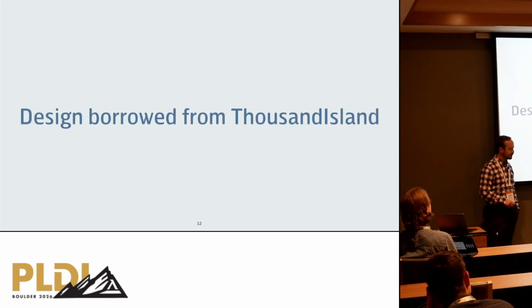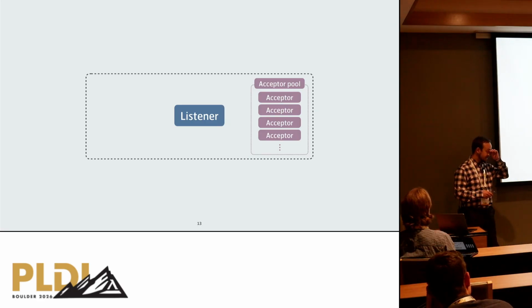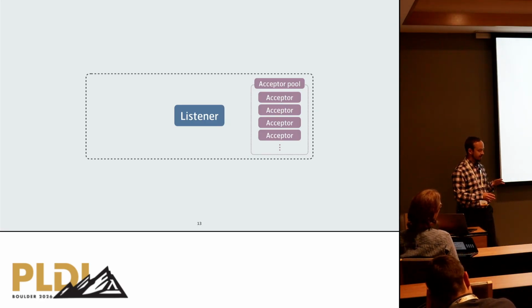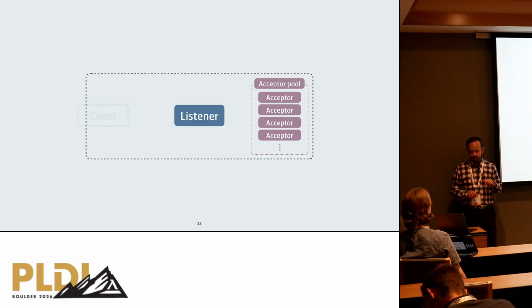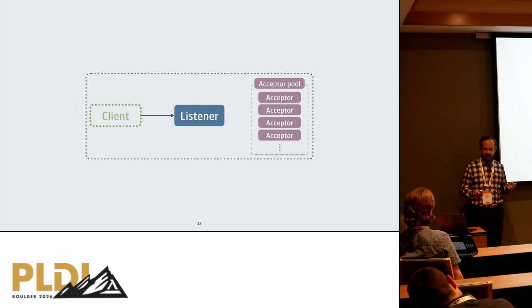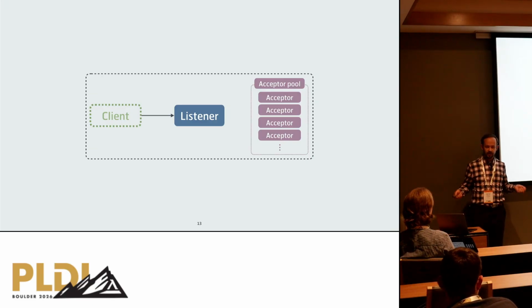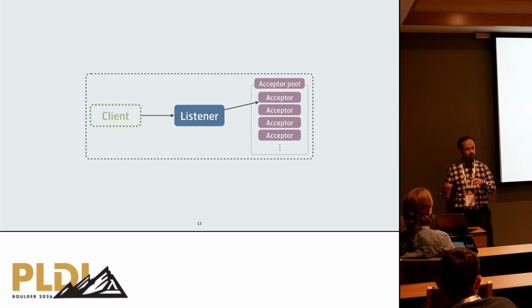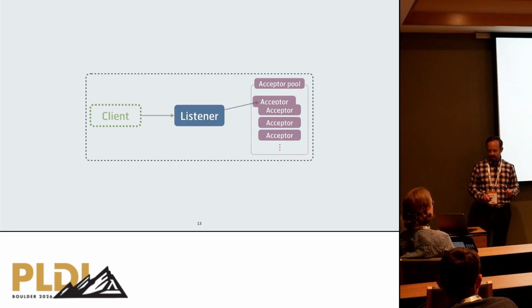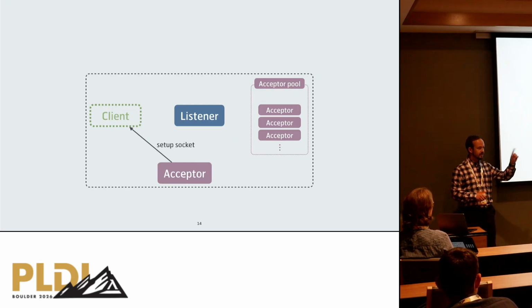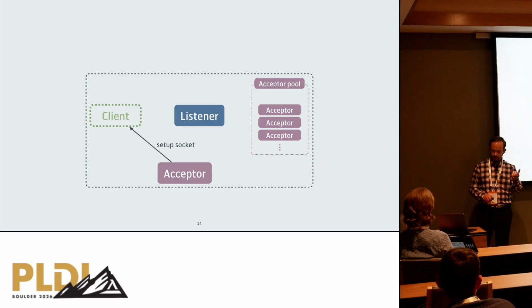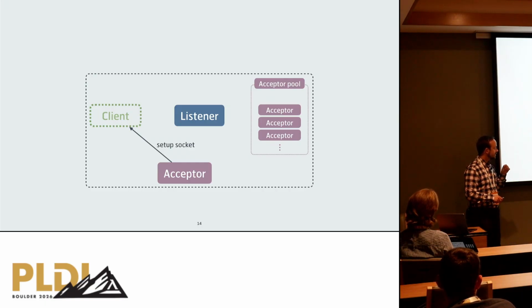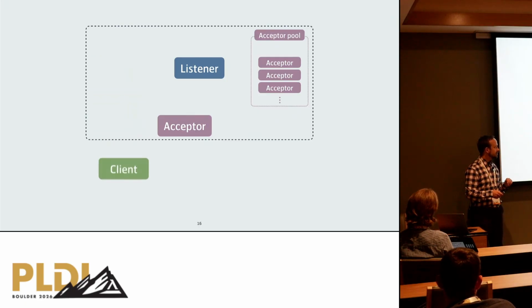This design is borrowed from a web server library for Elixir called Thousand Island. The way Thousand Island works is like this. You have your server, and you have a listener process that's listening on the operating system port. When somebody comes in and tries to make a connection, that process goes, oh, got a new connection, and it grabs a process from this pool of acceptor processes. These are all just waiting. And that acceptor then does the TCP handshake. So now on your server, you've got a socket, which is great.